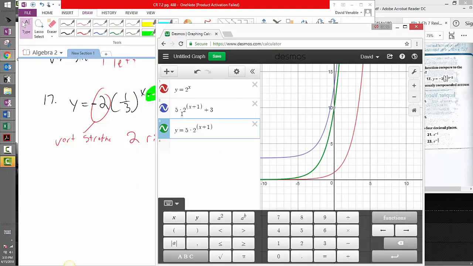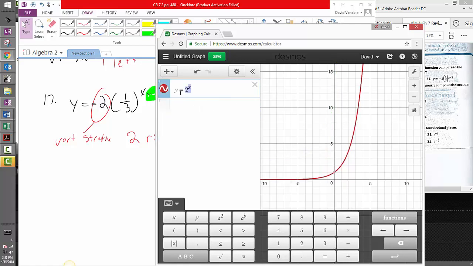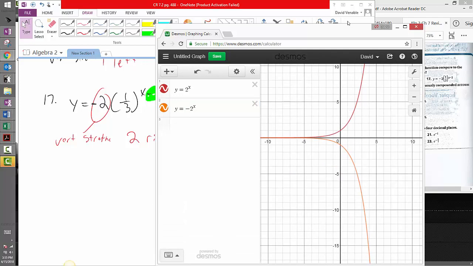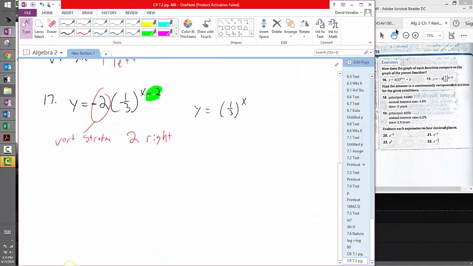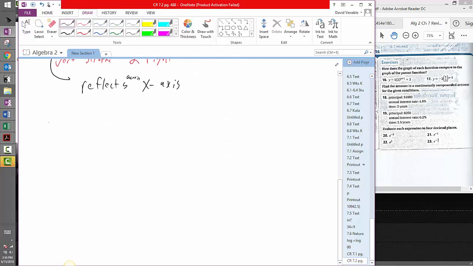So let's look at it in just this other function. See how we got y equals 2 to the x? Let me just put a negative in front of this one, and you can see what happens. Boom, flips it upside down. Okay? It's called a reflection. It reflects around the x-axis. So this negative right here reflects across the x-axis. You could say it just flips it upside down if you want to put it in layman's terms to convince yourself. Now, I'm going to work these other ones a little faster.